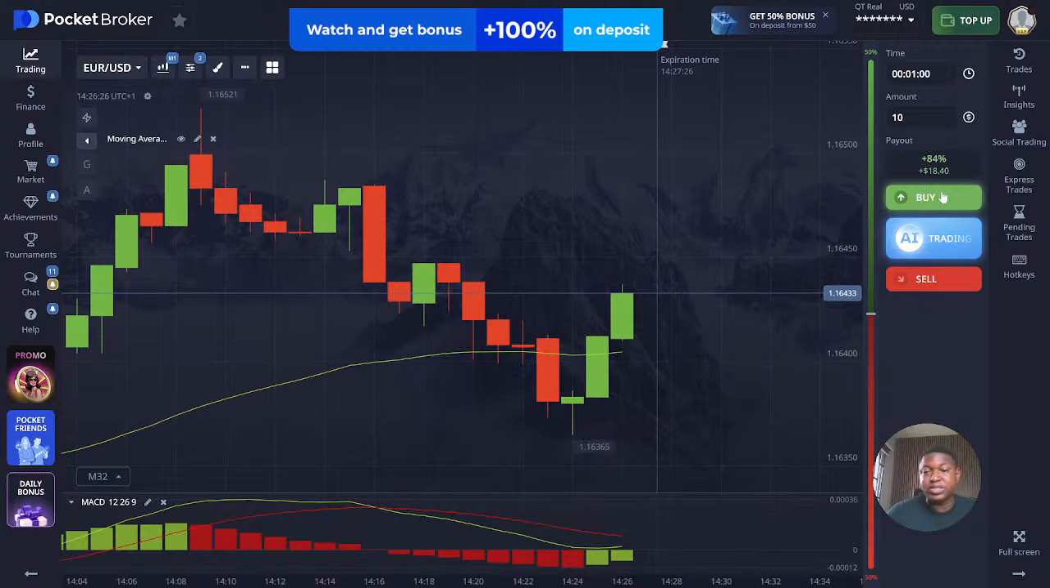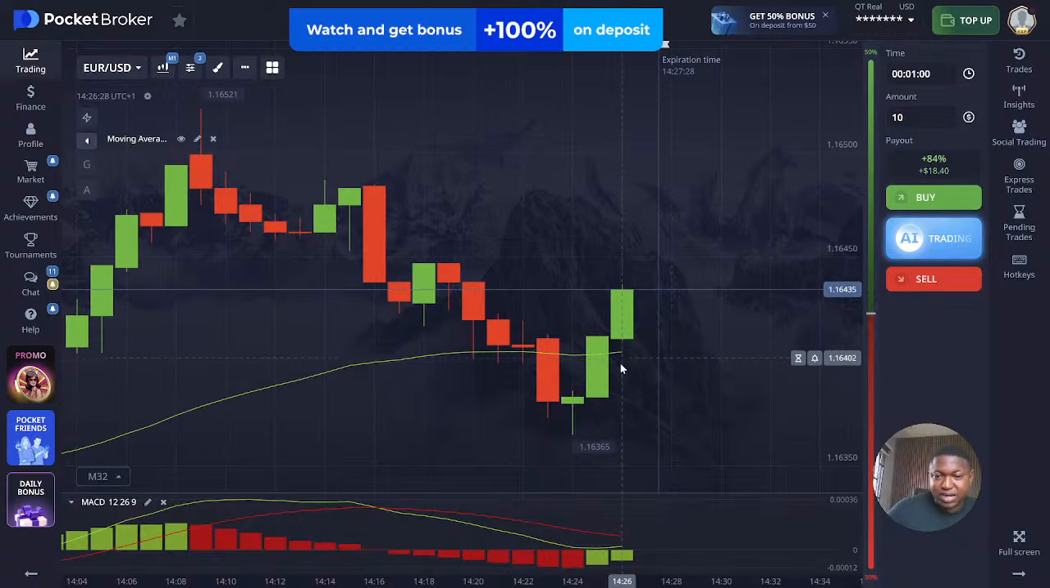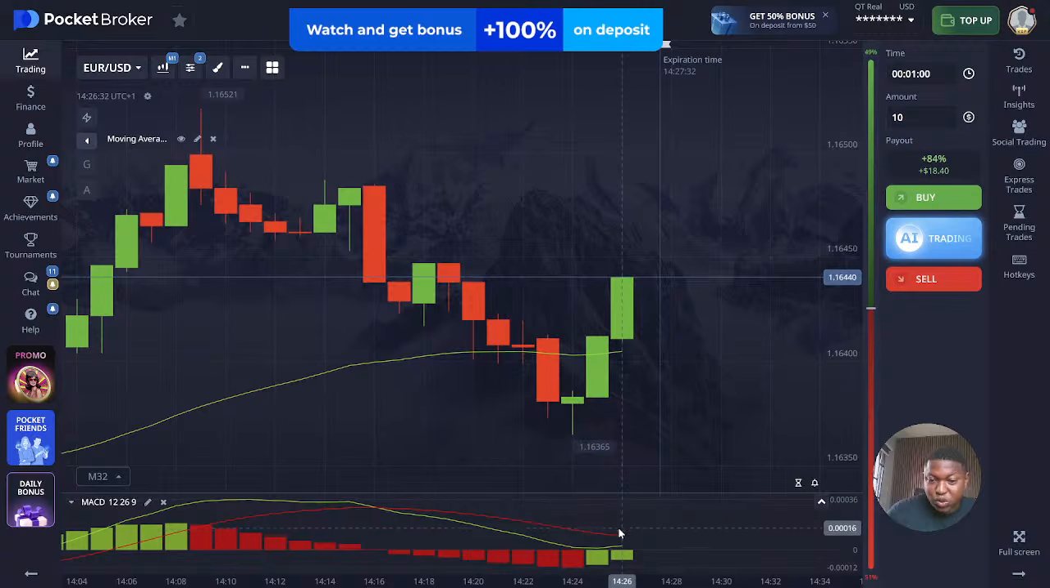We can simply double it. The market has crossed too, but the MACD has not crossed. That is why we have not taken it. But if the MACD crosses, we are definitely taking a 3 minute sell because the duration is 3 minutes.